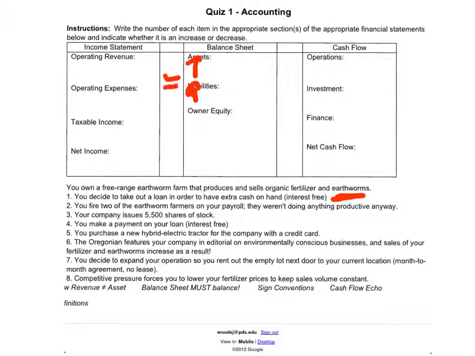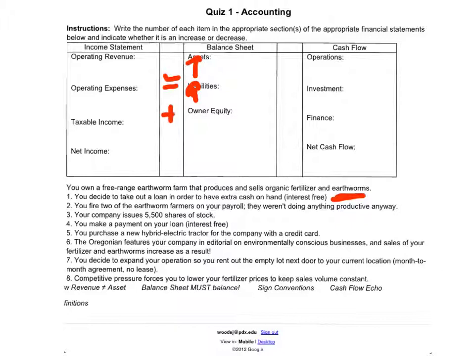Let's make sure everyone remembers that the changes in assets are supposed to equal the sum of the changes in liabilities and the changes in owner equity. Sometimes we'll have it all balance out on the asset side, but other times we'll need to make changes on both sides of that equal sign.